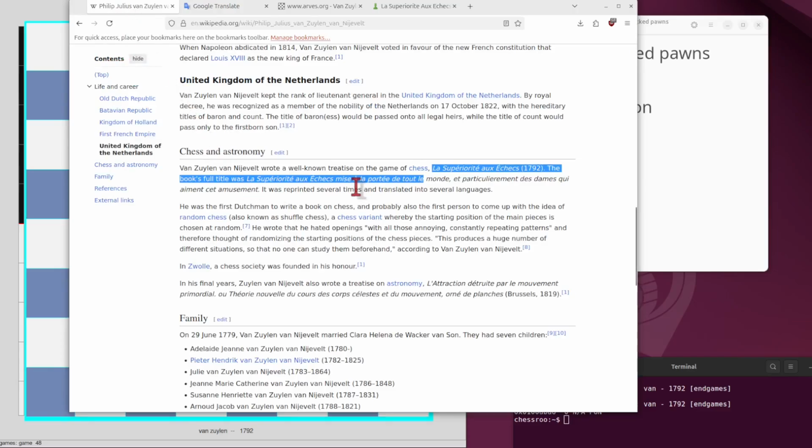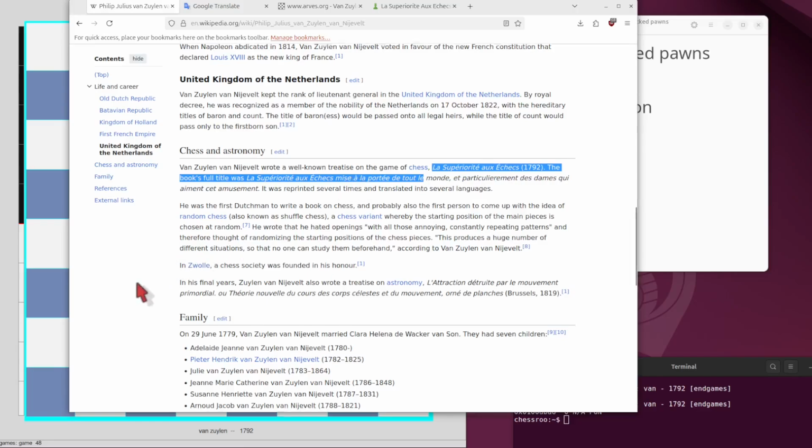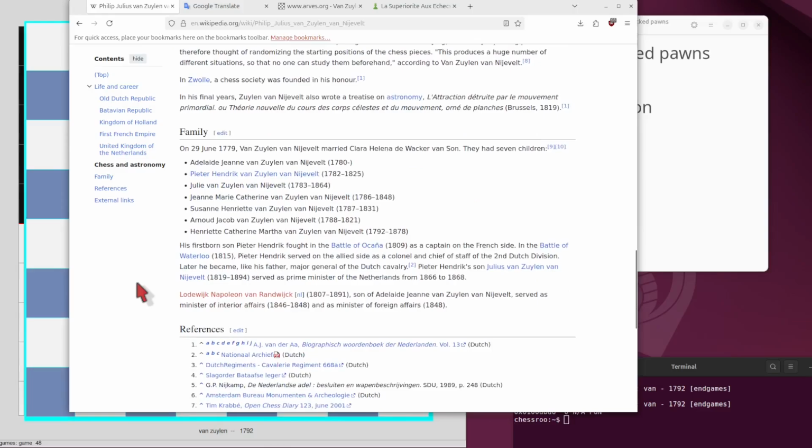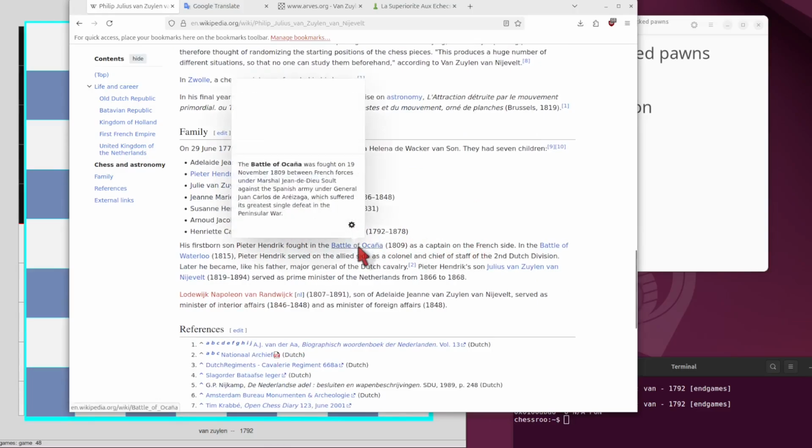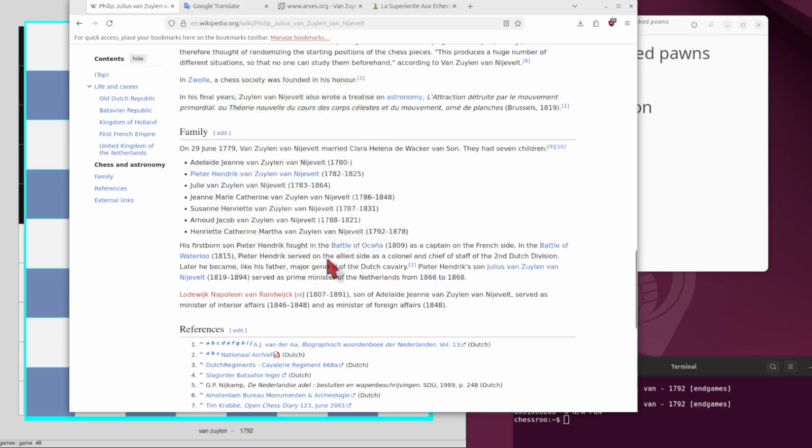It was the first major book from the Dutch tradition of chess. Back then we think of France and England and all that sort of stuff, but Holland has always had a pretty strong tradition. Obviously, they've got very strong players nowadays. And just one little tidbit I thought was interesting: his first son fought on the French side during the Peninsular War, and then by the time you get to Waterloo, he's fighting on the British side. So that's kind of curious.